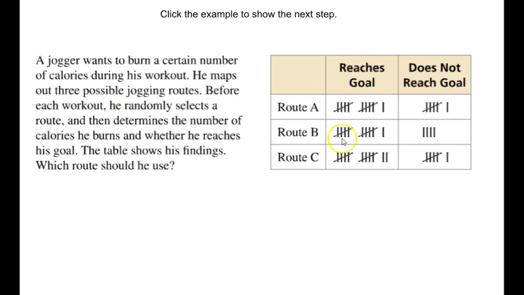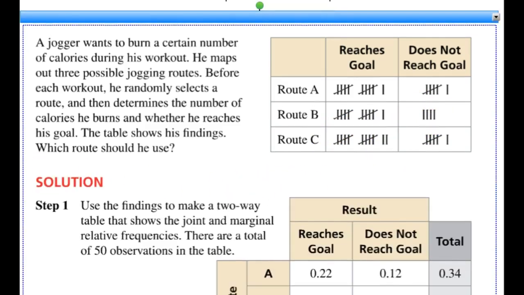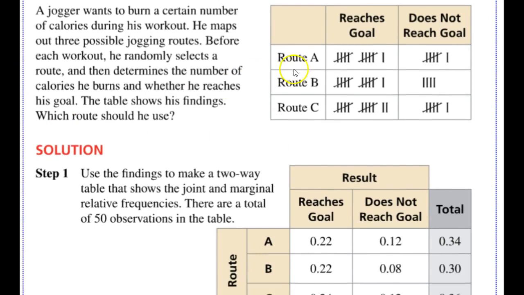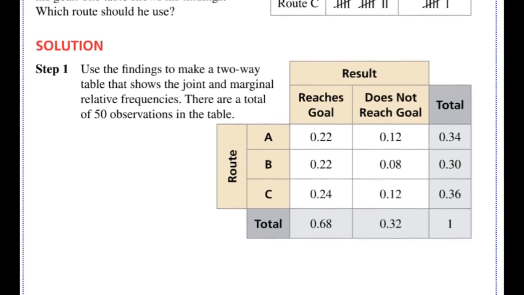So first, I just want to take a minute and look at the data that I've collected. So I see that route A, I've reached my goal 11 times and not reached my goal 6. Route B, I also reached my goal 11 times and did not reach it 4. In route C, I reached my goal 12 times and did not reach it 6. So I want to first make a two-way table because I see different routes that I did, and then I have reaching goals and not reaching goals. So that's the first thing I do, I make my two-way table.